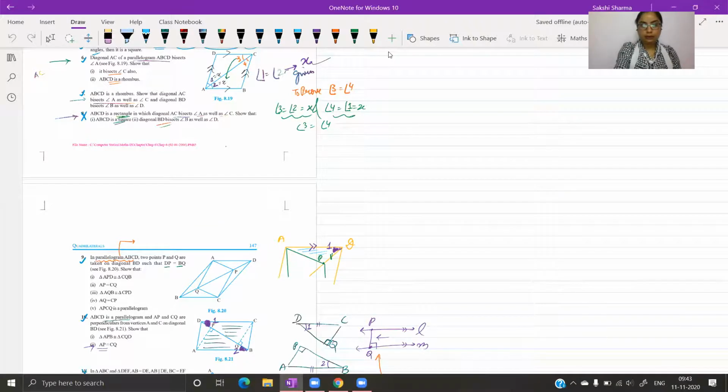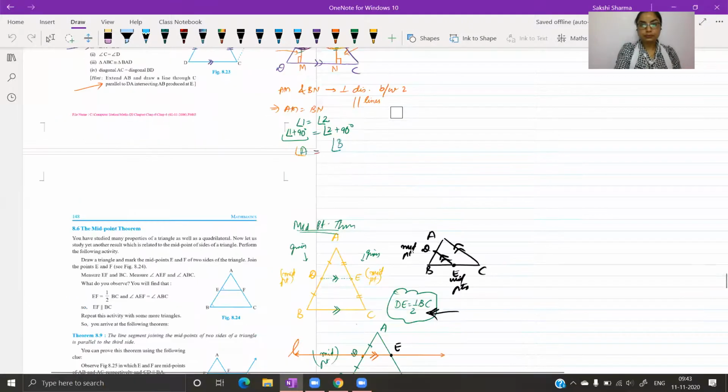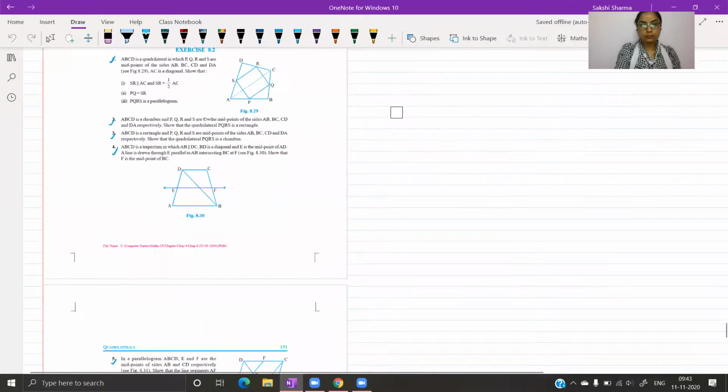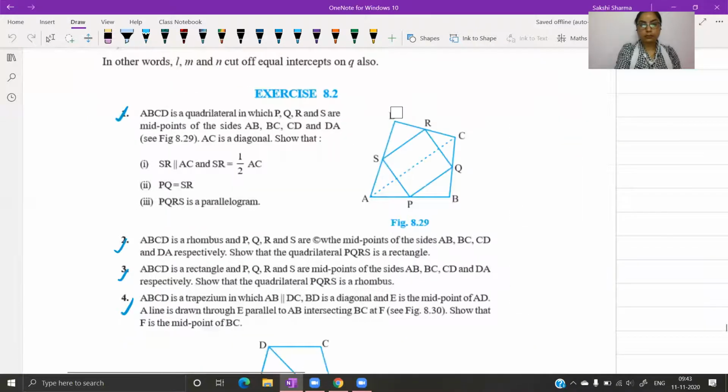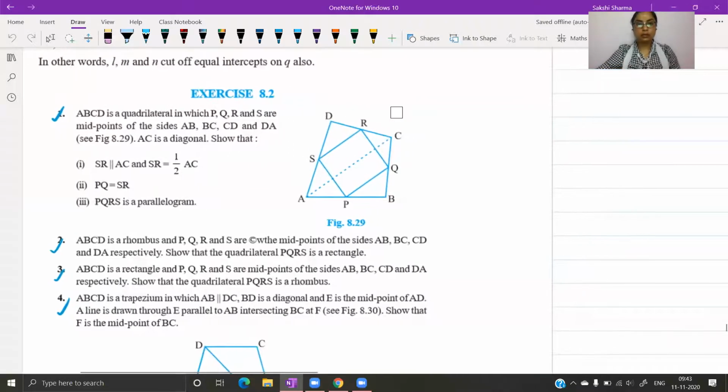Page number 150. Question number 1. ABCD is a quadrilateral in which P, Q, R, S are the midpoints of the sides AB, BC, CD, and DA respectively. The figure is given to you. You have to prove these three results.